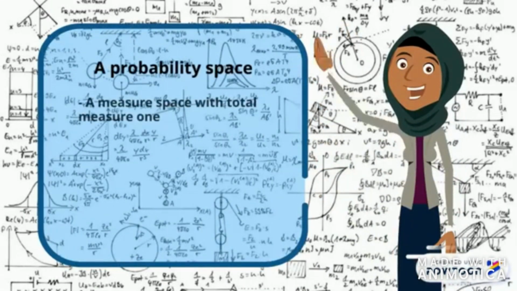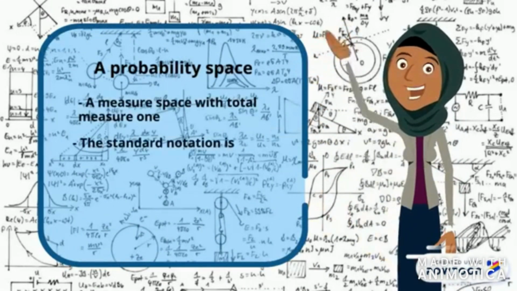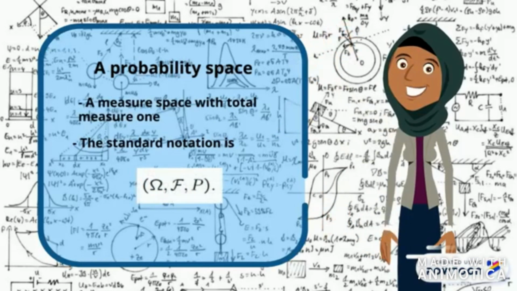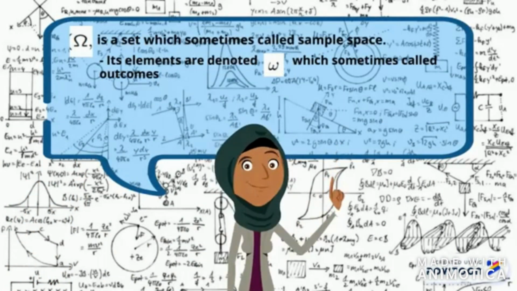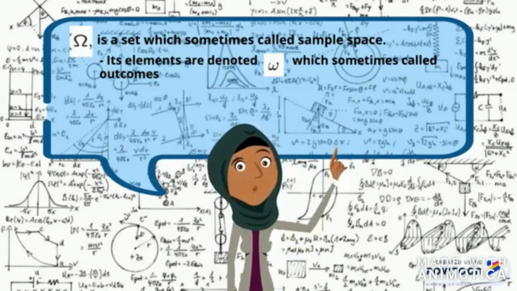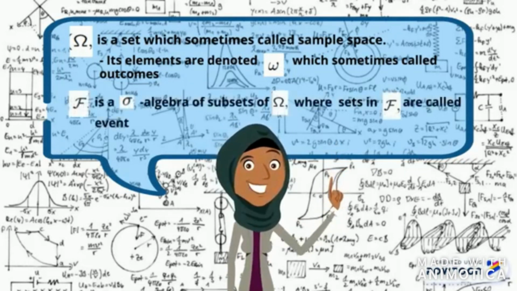A probability space is a measure space with total measure 1. The standard notation is omega, F (math call), and P. What does the symbol mean? Omega is a set which is sometimes called sample space. Its elements are denoted as omega, which are sometimes called outcomes. F is an algebra of subsets of omega, where sets in F are called events.